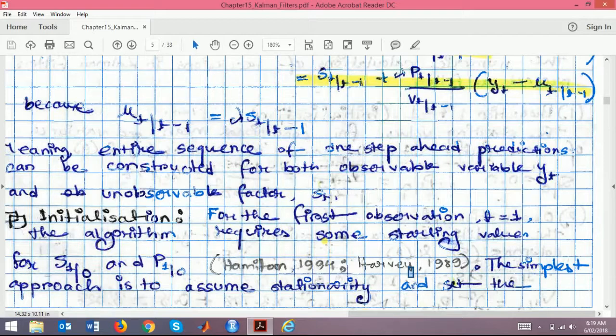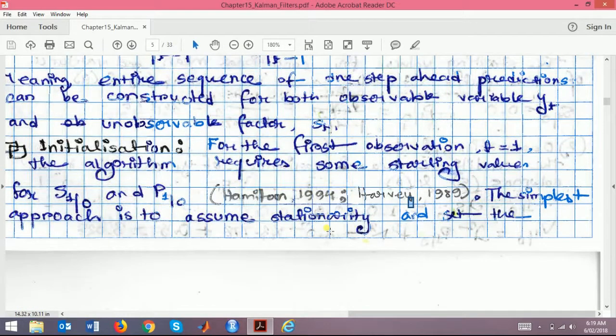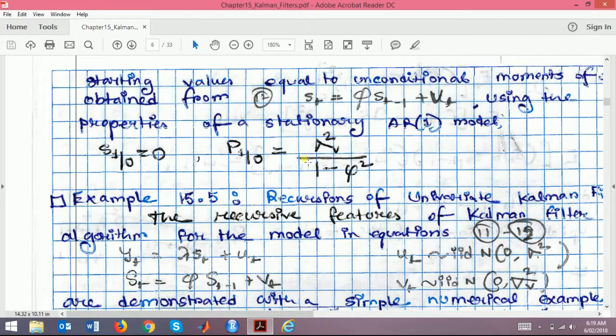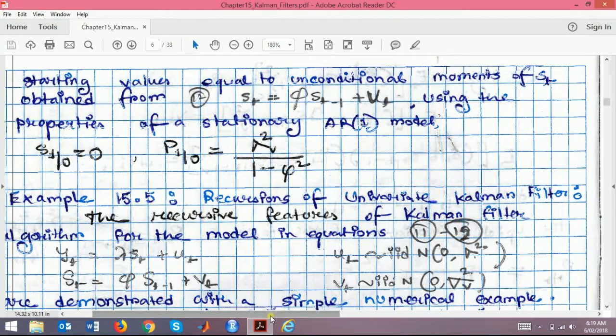Lambda square P11. That's all. Very simple. So initialization for the first observation, t equals 1, the algorithm requires some starting value for S10 and P10. The simplest approach is to assume stationarity and set the starting values equal to the unconditional moments of St obtained from S1 equals phi S0 using the properties of a stationary AR1 model.